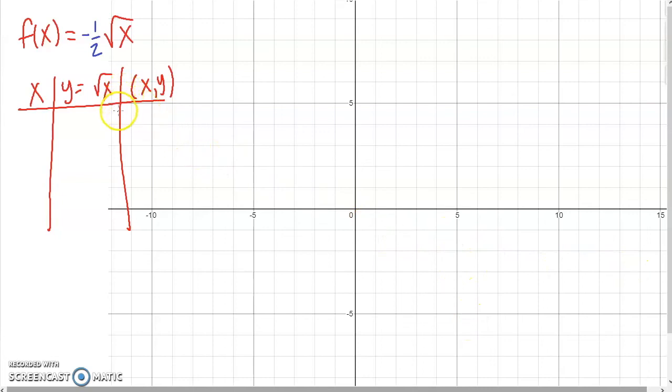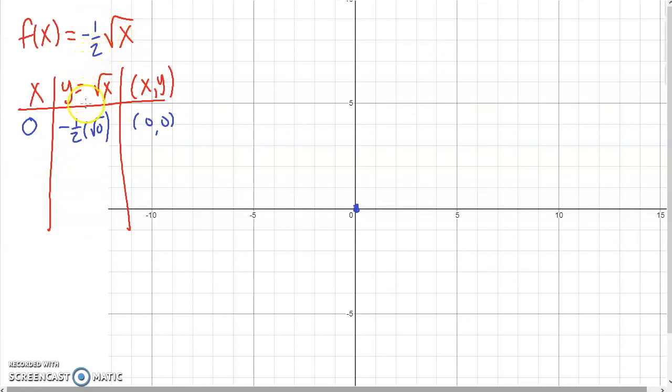So let's go ahead and pick some good values that might work out for us. Let's start with a fan favorite, 0. Negative 1/2 times the square root of 0, which is just going to be 0. So that was nice. Let's pick a different color. Let's go with this one. If we picked 1, we would eventually have to multiply it by negative 1/2 and get a decimal.